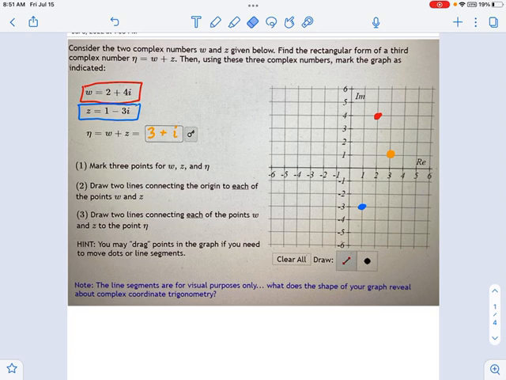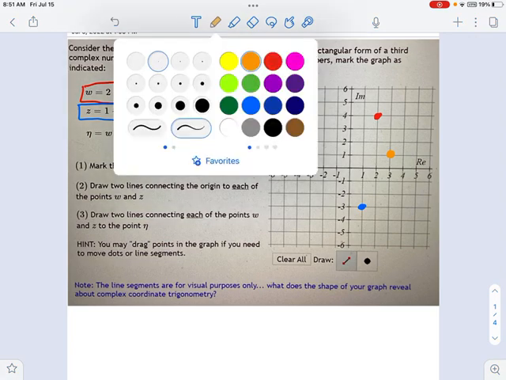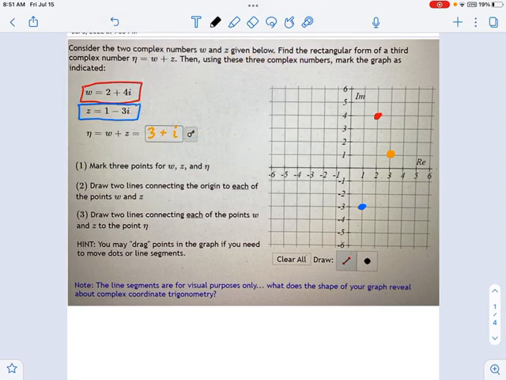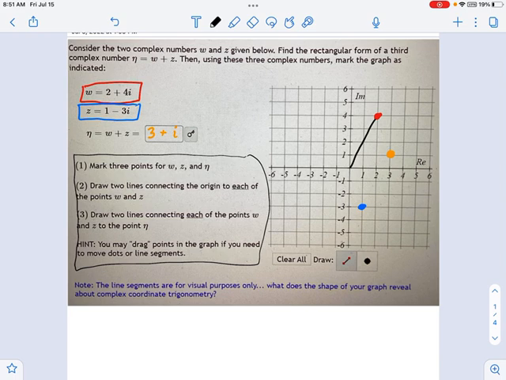And what gets interesting, you'll notice there's a little bit more before we're done with this problem, if you're working through the homework. It says mark 3 points. We did that. Now draw some connecting lines between the origin and each of the points W and Z. Well, don't lose track of which one's which. That's W, the red one. This is Z, the blue one. And now draw 2 lines connecting each of those points to eta, that new one we found, okay? So that goes like this and this. And that's it. Now you're done once you've finished using the graphing tool.